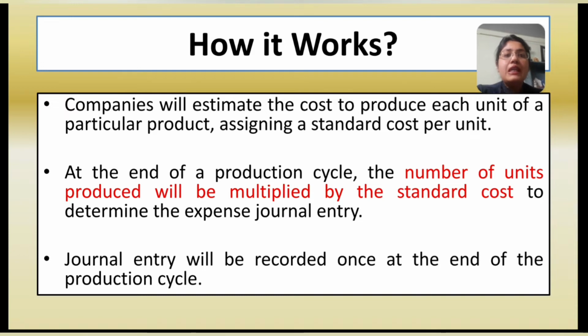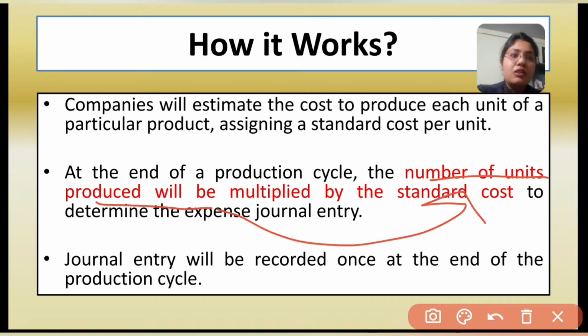Okay, now we'll see how it works, the process of backflush costing. What do companies do? The company produces the goods or services. Once the entire process has been done, we ascertain the number of units that have been produced. We multiply it with the standard cost. We set the standard cost of each and every product once it has been manufactured and then multiply it with the number of units, right? Once this has been done, we do the journal entries at the end of the production cycle.